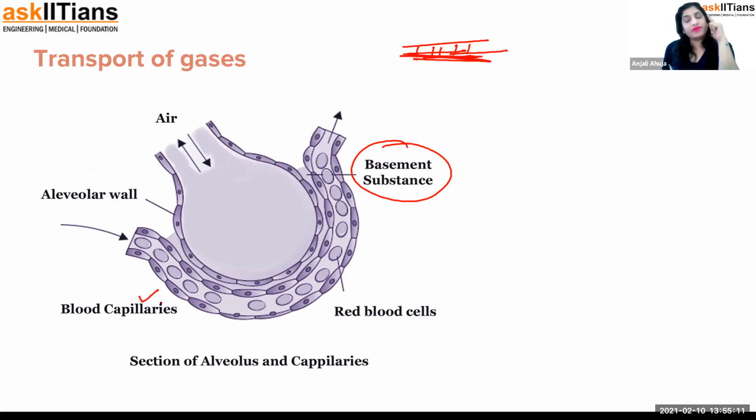The blood capillary is also in the same way. It also has a simple epithelium with a basement membrane, and it's not very complex. So oxygen will be taking entry inside, they are present all together, and CO2 will be taking exit. That's it. This is how gas exchange happens.